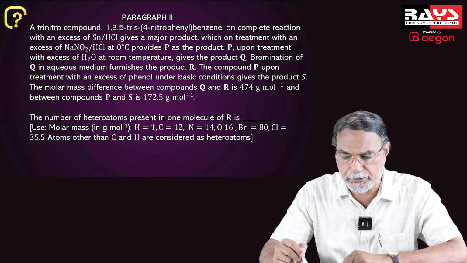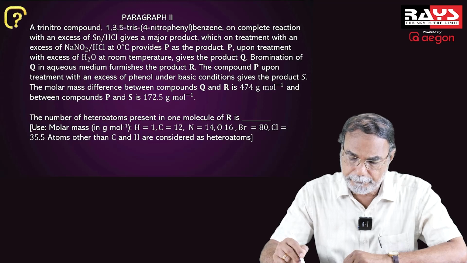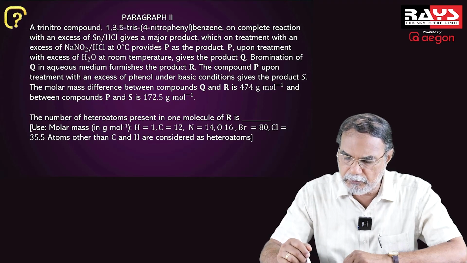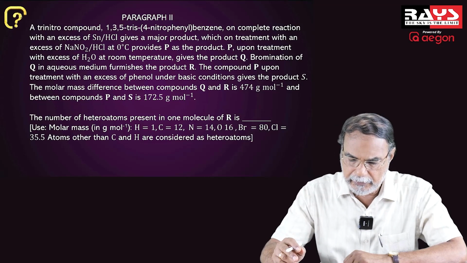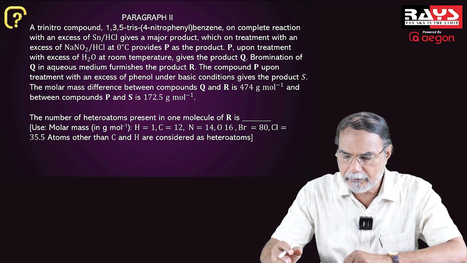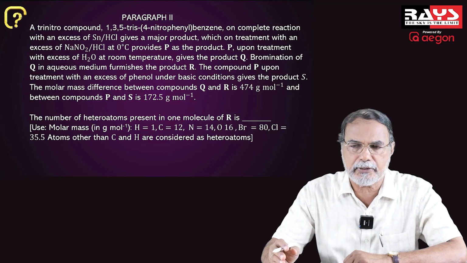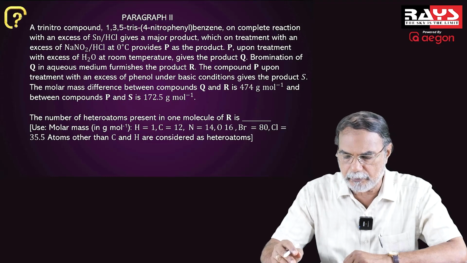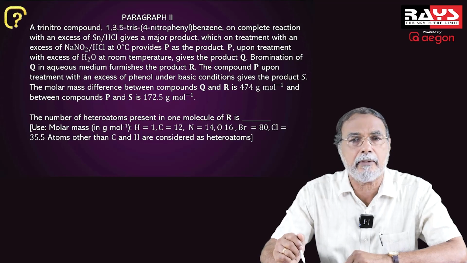It's additional information just to check whether the structures of Q and R are correct or not. And the question is the number of heteroatoms present in one molecule of R. Heteroatom means atoms other than carbon and hydrogen. So these atoms are known as heteroatoms in the compound. So you have to find out the number of heteroatoms present in one molecule of R.